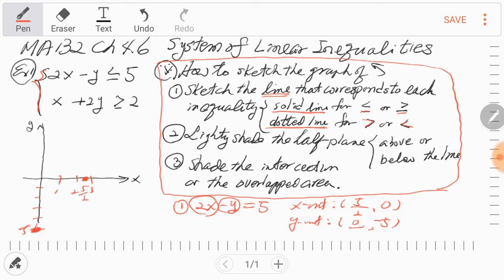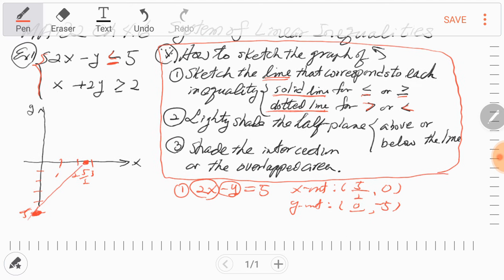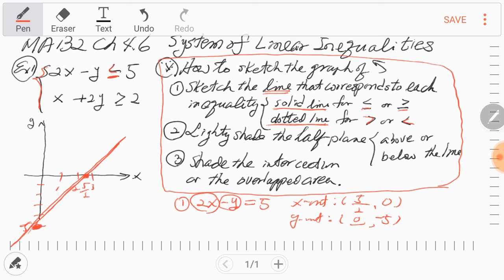So this is the y-intercept. And this inequality does not contain the equal sign, so we will use a dotted line. And we need to shade half the plane. So the solution is above or below. We don't know, so let's check. Let's test the point (0, 0).